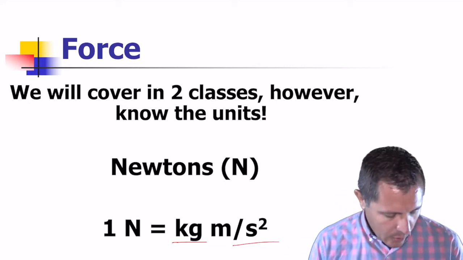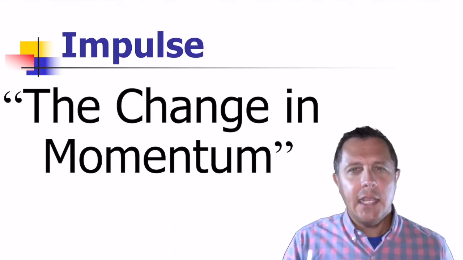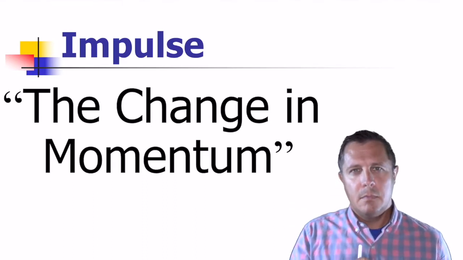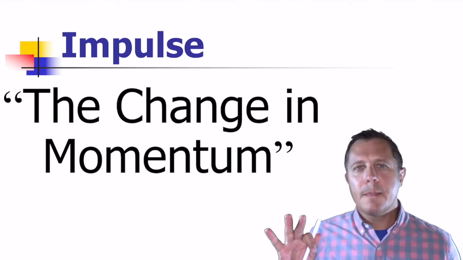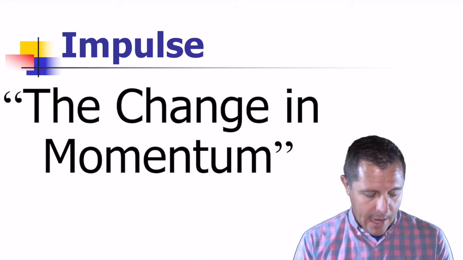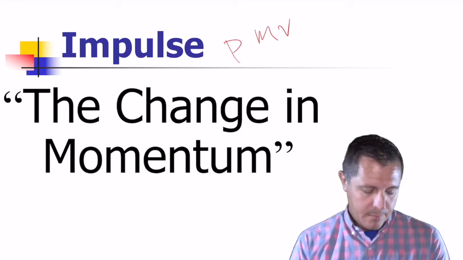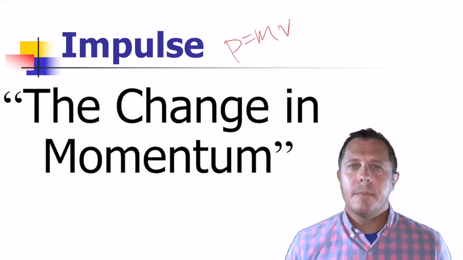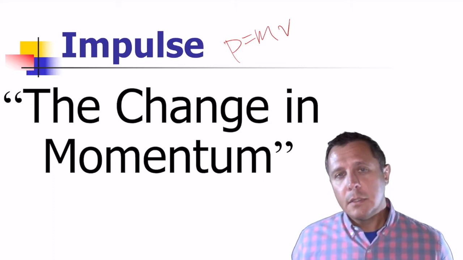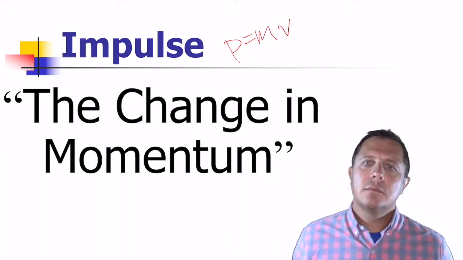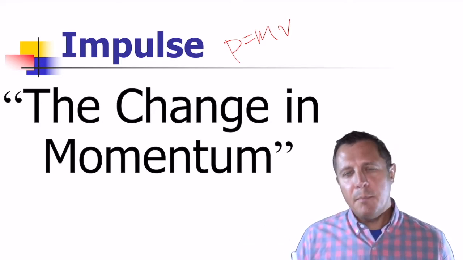So let's talk about what impulse is now. Impulse is the change in momentum. Think about what that would be. If an object is traveling along, it has a mass, it has a velocity, it has a momentum. Now, if we have that object stop, the velocity is going to change, so you have this change in momentum. So impulse is a change in momentum.